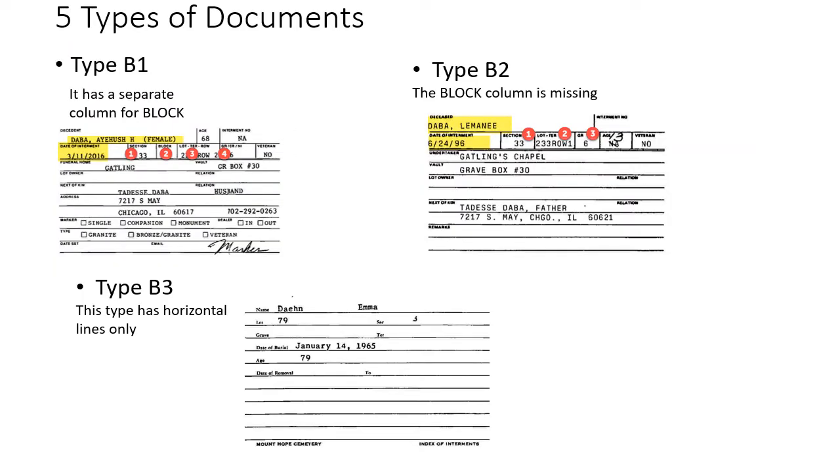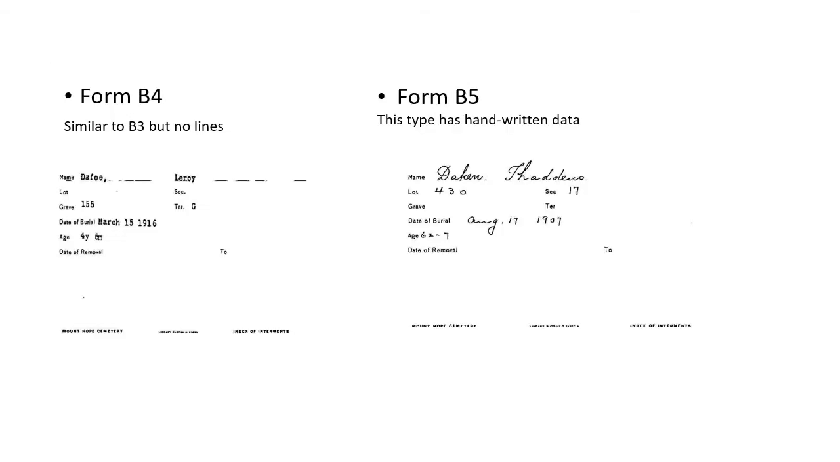Let us look into our dataset. Of all the forms that we have, they can be categorized into 5 types. Type B1 has a separate column, a field, for the block. Type B2: the block column is missing, and the rest is similar. Type B3, where there are only horizontal lines and the vertical lines are missing. Type B4, which is similar to type B3, but there are no horizontal or vertical lines. Type B5, which contains handwritten forms.